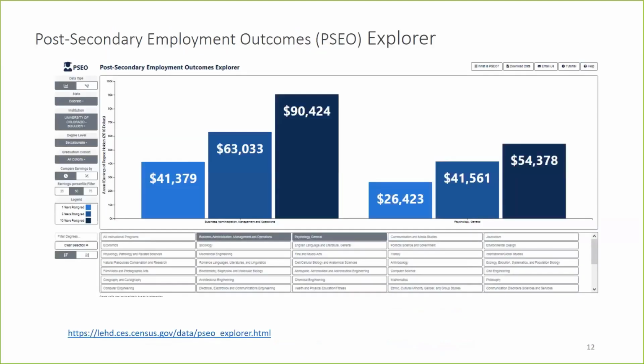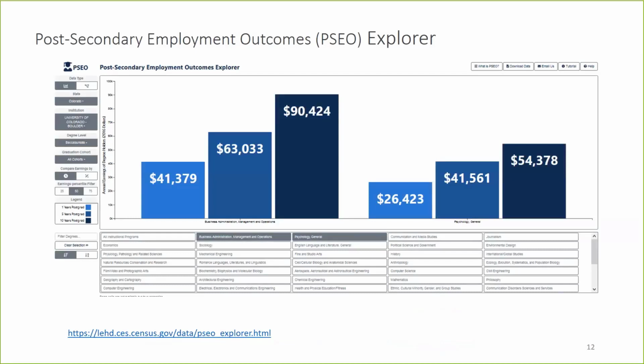We also have a web tool. If you really love comma-separated value files, you can download the raw data. It's available. There's a schema that we have posted on the website as well.